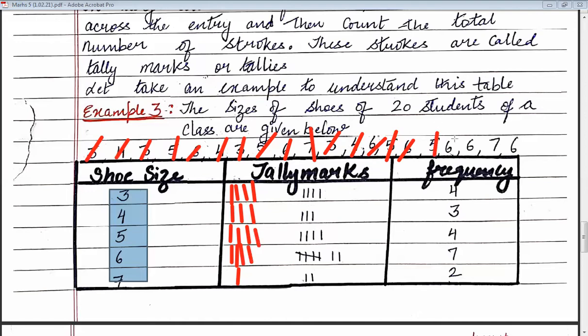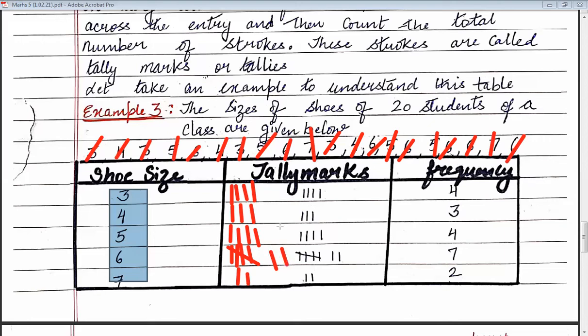Then again 6. Now children, whenever you are putting the fifth entry, there are already 4. Whenever you put one more entry, you have to put a cross. Means the next stroke you will put diagonally. Fine. So this is your fifth one. Now next one is again 6 shoe size. Then you will put another stroke here. Then 7, on the 7 one. And the last one is again 6. So here also you will put a stroke.